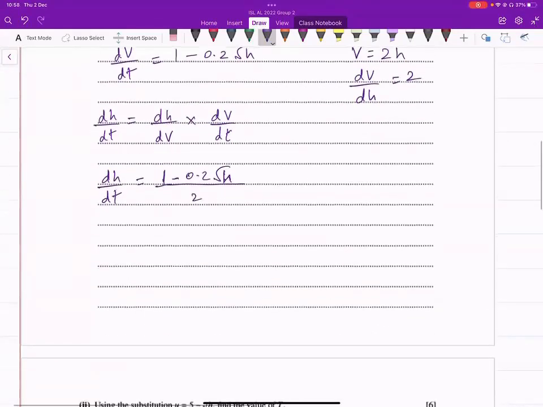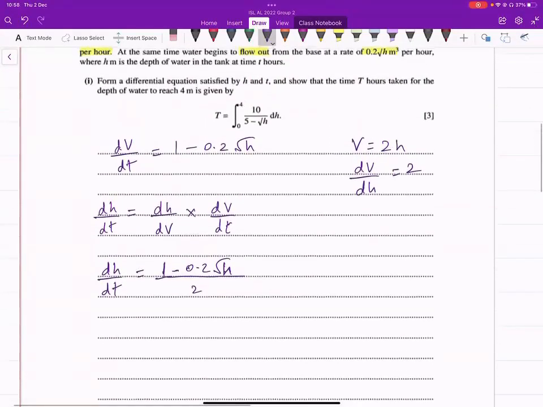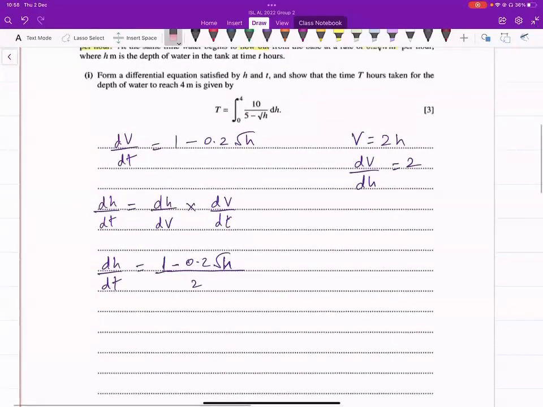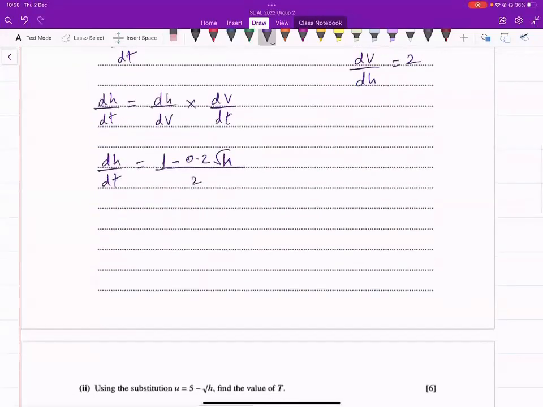अब इसमें क्या करेंगे? हमें इंटीग्रेट करने के लिए क्या करना पड़ता है? पहले we have to separate the variables, right? So variables कैसे सेपरेट करें? यहाँ पे हमें t सब्जेक्ट चाहिए, तो t को एक साइड पे ले जाएं और h वाले टर्म्स को एक साइड पे ले जाएं. You get 1 over 1 minus 0.2 square root of h into dh. On the other side you've got 1 over 2 dt.